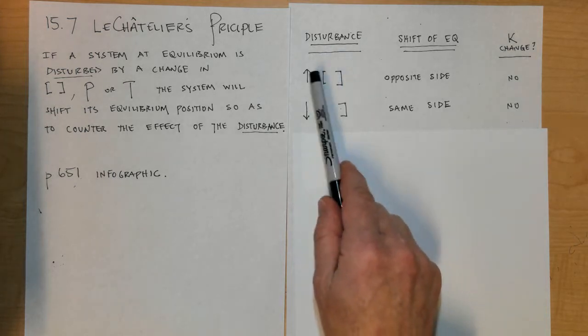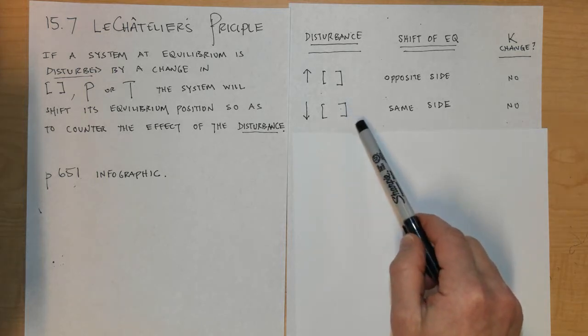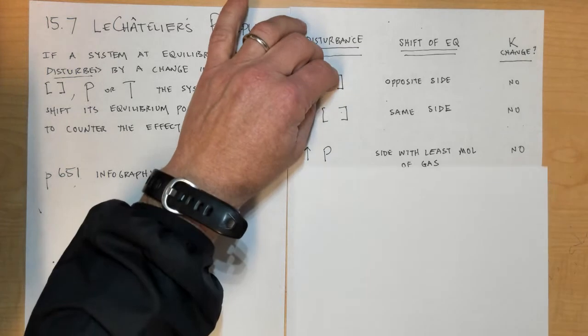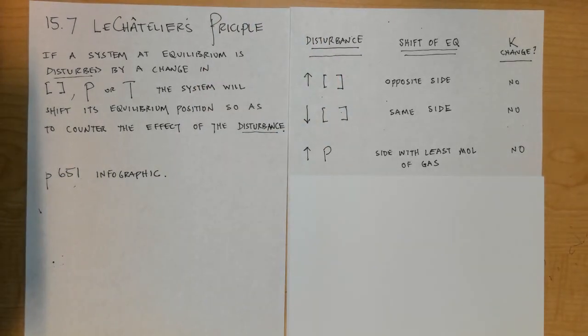Remember, brackets mean molarity or concentration. So if you forgot about that already, you can write down the word molarity down here because that's what those brackets mean. If you increase the pressure of a system, increase the pressure of a container, it will shift to the side with the least moles of gas on that particular reaction or system. No change in K once again.